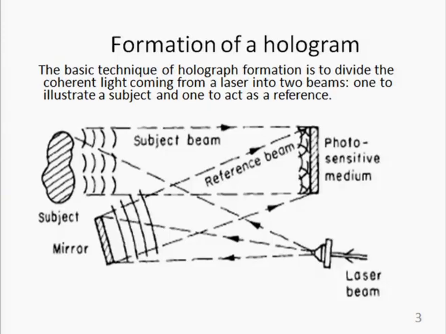In this you will have an object, it is written as subject here, the photosensitive medium on the right side, and we have a source of light and a mirror. This light from source falls on the so called subject as well as onto the mirror. From the mirror it gets reflected and it is reference beam. Whatever light that comes from the subject is called subject beam. These two beams are supposed to interfere.